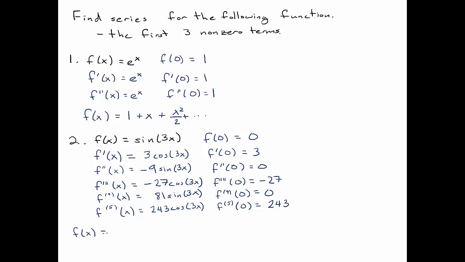So our first non-zero term is the one with x to the first power. So we have 3 times x. Our next non-zero term is the third derivative term. So we have minus 27 over 3 factorial x cubed. Our next non-zero term is to the fifth power. So we have our 243 over 5 factorial x to the fifth power.